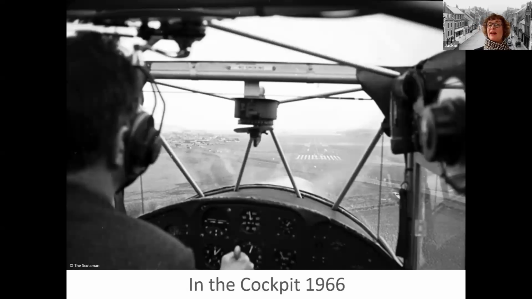Not a perspective so many of us get to experience in real life, a view from the cockpit of an aircraft about to land. And yes, you've guessed it, at Turnhouse in 1966. It looks terrifying to me. In fact, the pilot's knuckles are actually white.